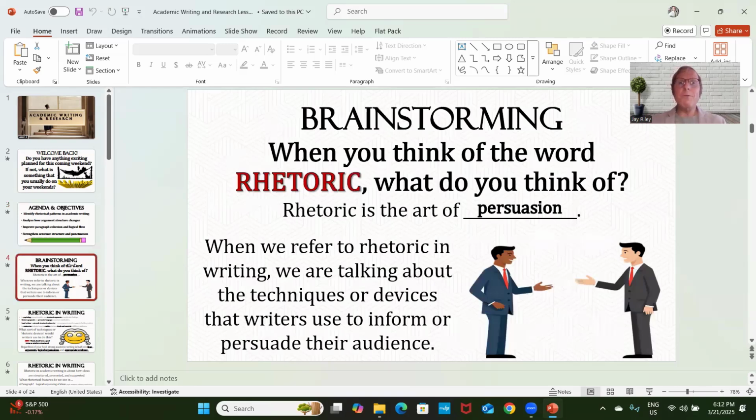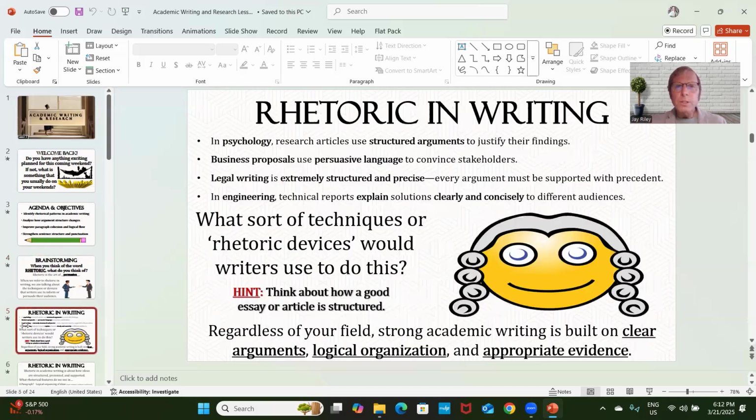So when we think about rhetoric, what do you think of? You might think of ancient Greek philosophers, but rhetoric is really the art of persuasion. And when we write, we see this approach in the rhetorical devices that writers choose. So, depending on the discipline that you're writing in, you may approach your argument differently. So, we've got several different examples here.